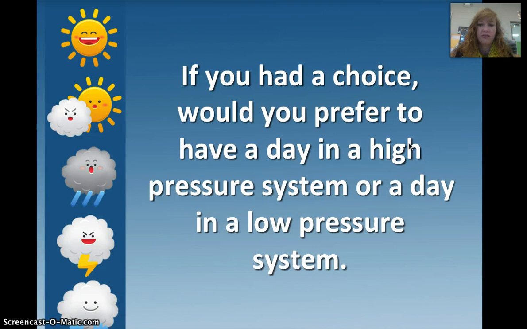So, if you had a choice, would you prefer to have a day in a high pressure system or a day in a low pressure system? It just depends on what you like as far as the weather. If it were up to me, I'd like high pressure because that means the sun's shining. Even though it's a little colder, I like the sun to shine. So think about that. If you like rain and clouds and dreary days, you might like the low pressure system, but it is going to be a little warmer in that case.